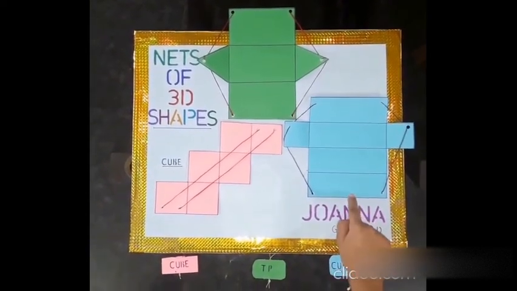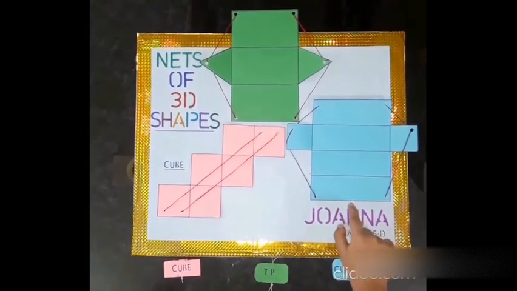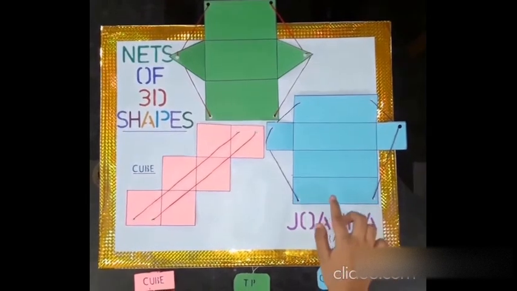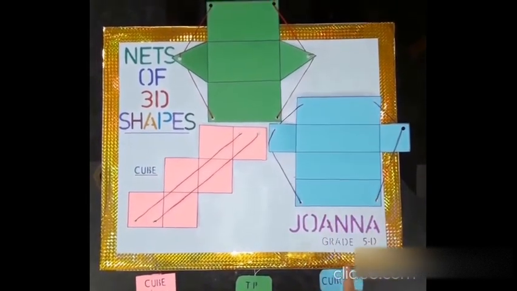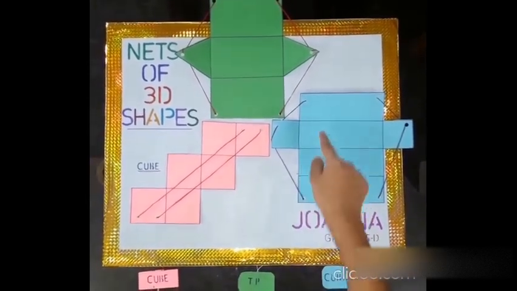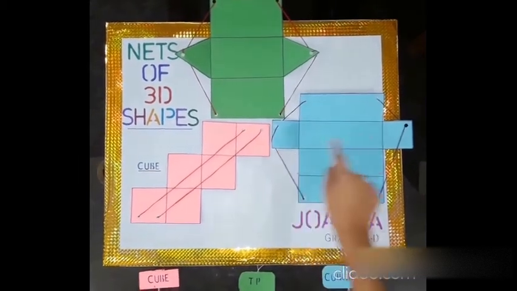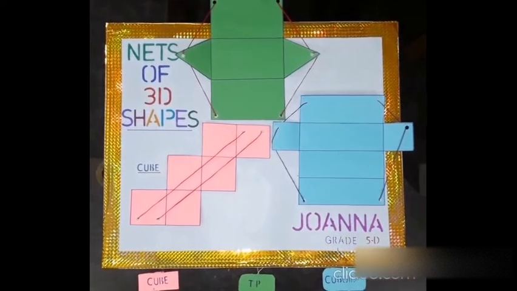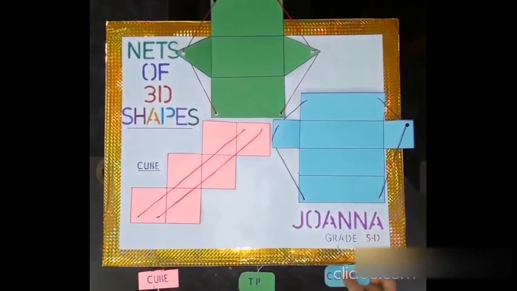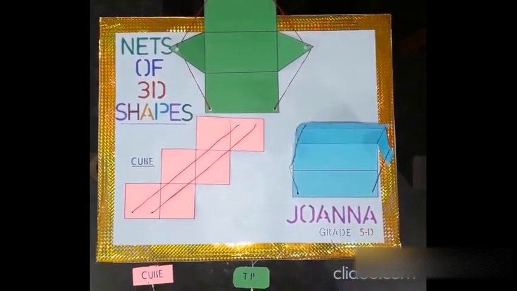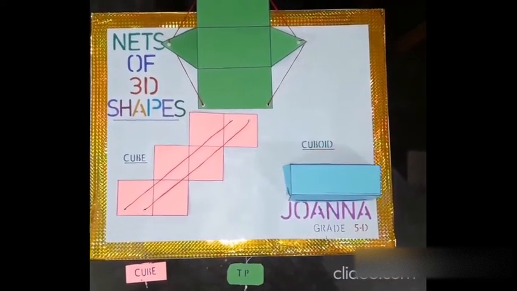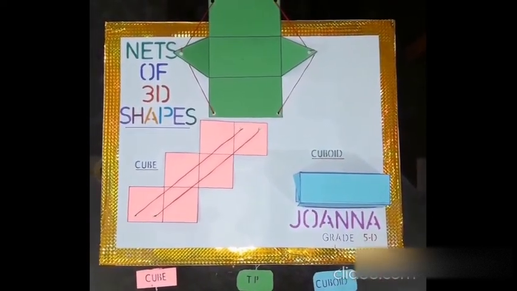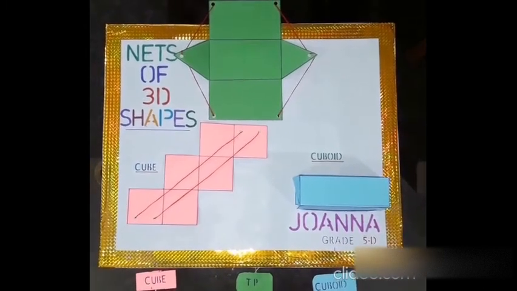This is a net of a cuboid. We can see that the rectangular faces and the square faces are arranged side by side. And there are 4 rectangular faces and 2 square faces. Now, let's fold this net. When we fold this net, we get a cuboid.